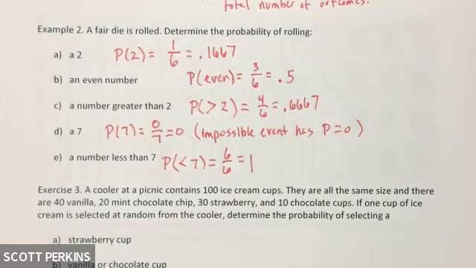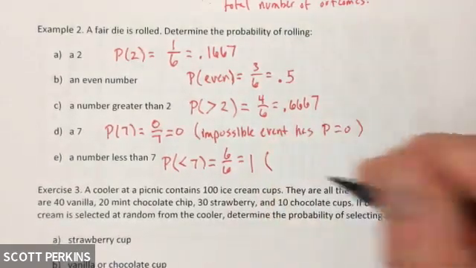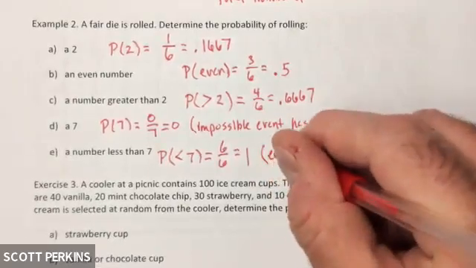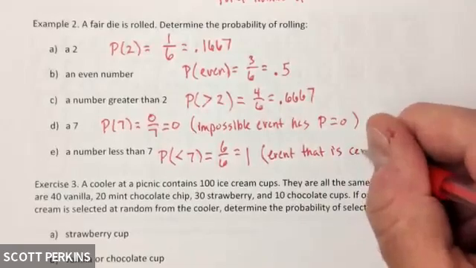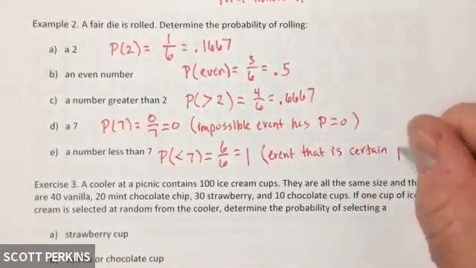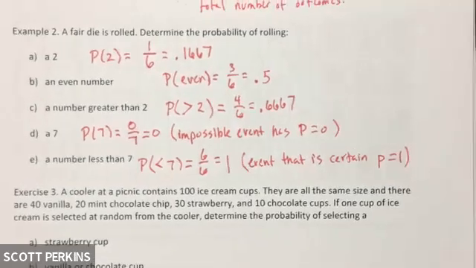Okay, so if something has to happen, if there is a 100% chance that it's going to happen, then the probability is 1. So an event that is certain has a probability equal to 1. So what we have there is an important set of constraints for our probability.